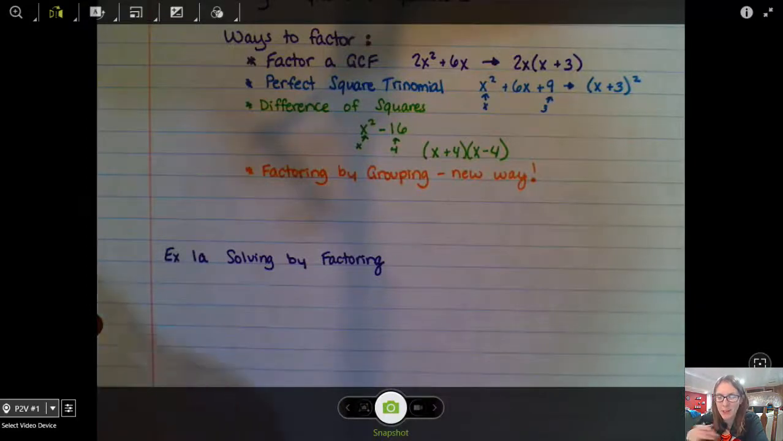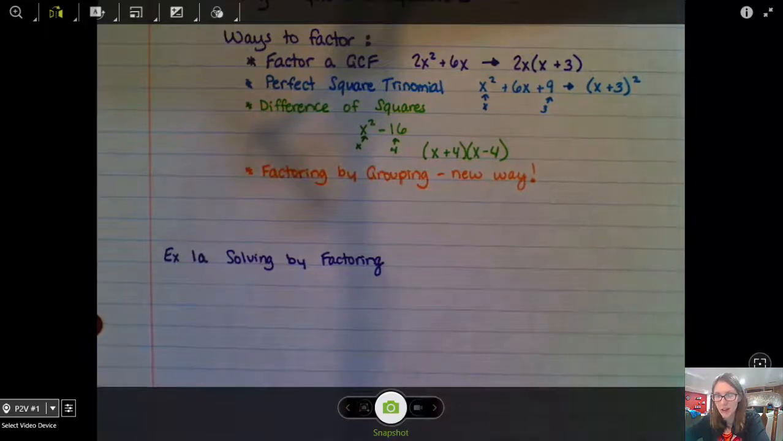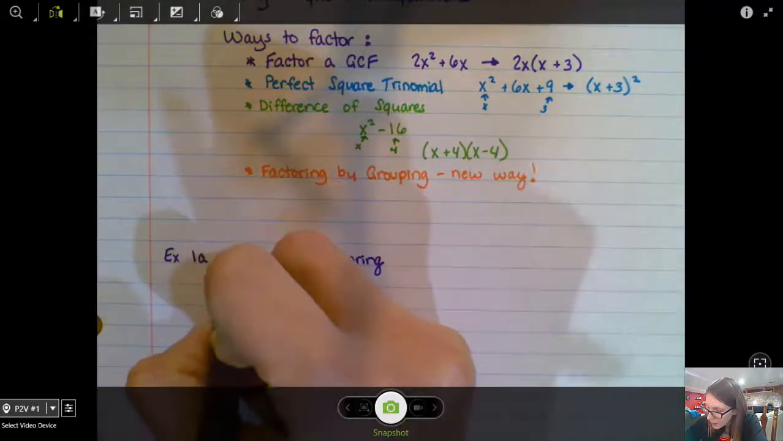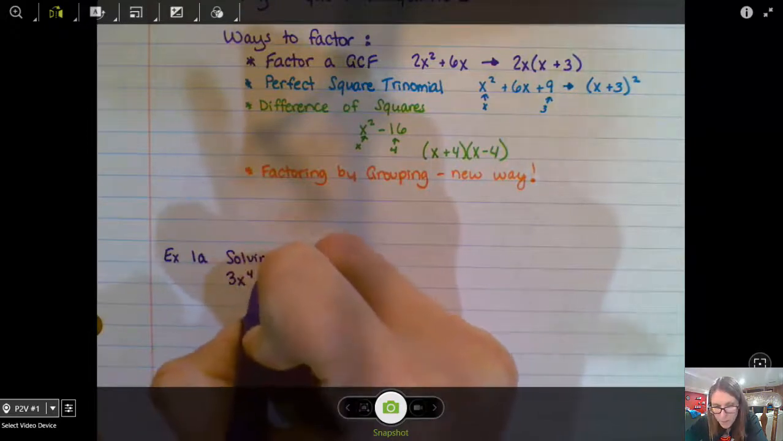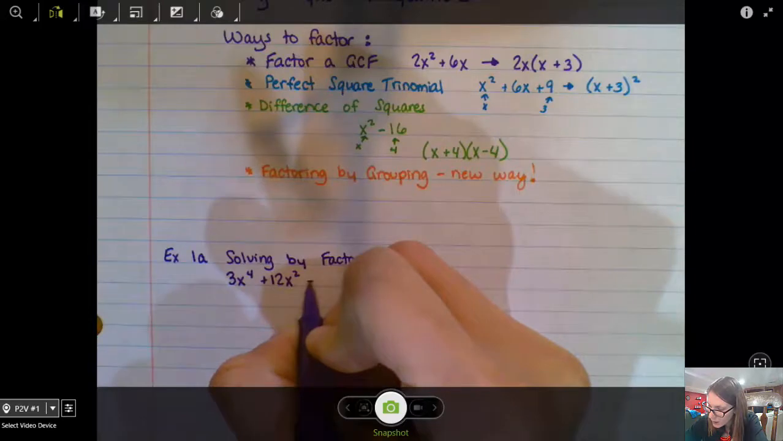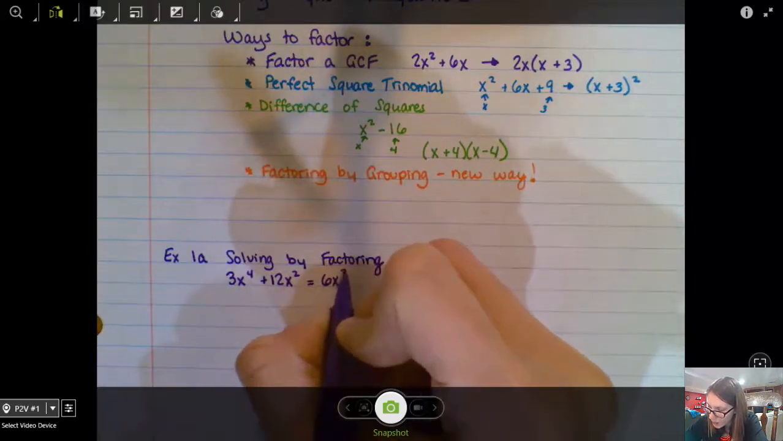Now that we've gone over some of those methods for factoring, let's solve a polynomial equation using some of those strategies. So my first equation that we are going to solve here, we'll solve by factoring: 3x to the fourth plus 12x squared equals 6x to the third.